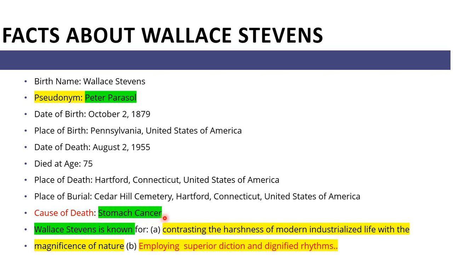The cause of his death was stomach cancer. For a more relevant connection, we know that questions like what was the cause of death of John Keats are always asked, and it was tuberculosis. So when we study an author, knowing the reason of the death becomes one of the important questions. So stomach cancer was the reason; Wallace Stevens was suffering from stomach cancer.